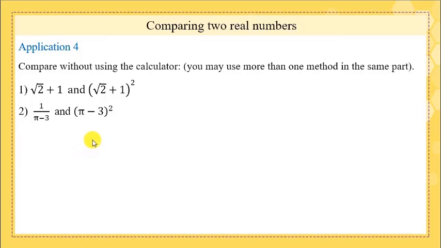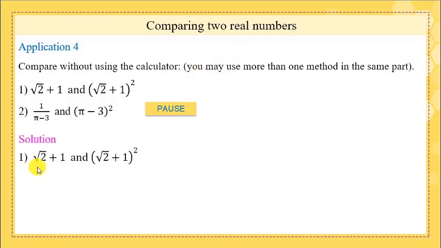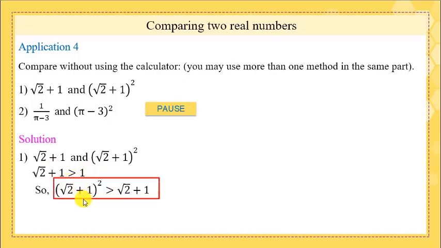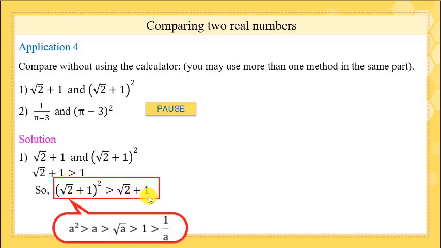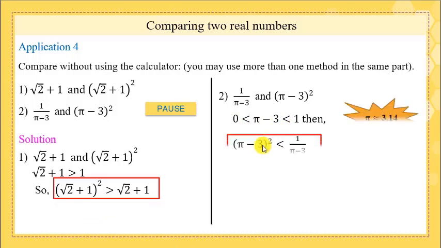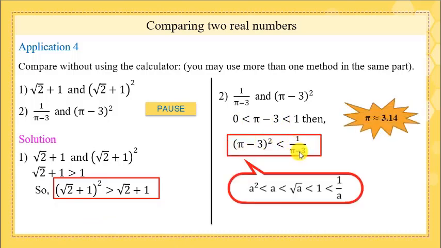Application 4. Stop the video and try. Okay, radical 2 plus 1 is greater than 1. So radical 2 plus 1 squared is greater than radical 2 plus 1, according to previous examples. Pi minus 3 is between 0 and 1, so pi minus 3 squared should be less than 1 over pi minus 3. Notice pi is approximately 3.14.